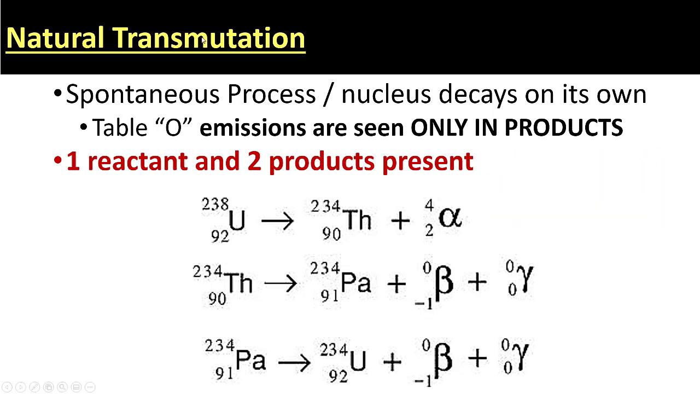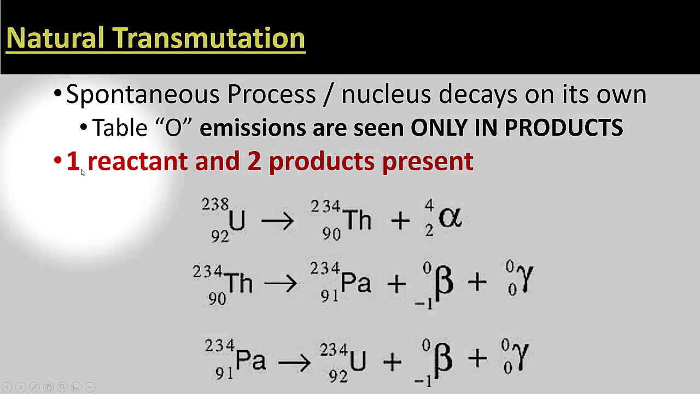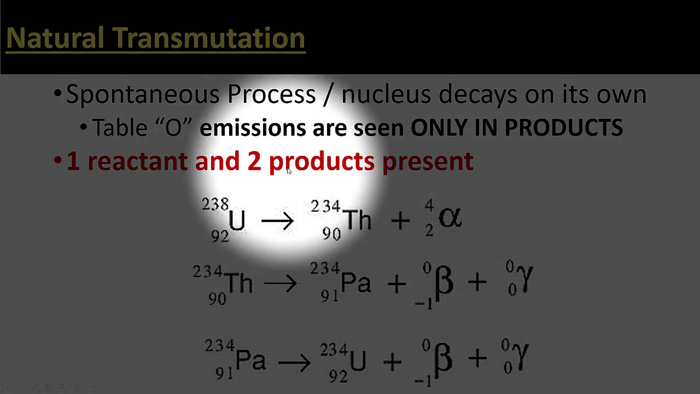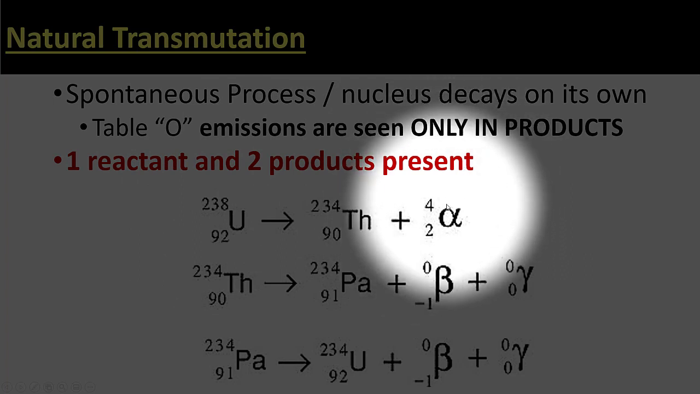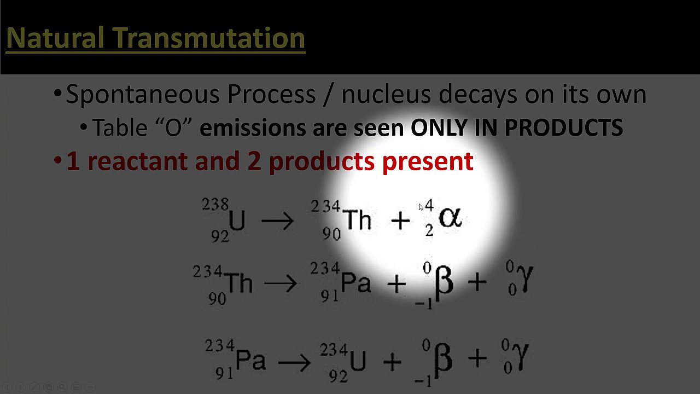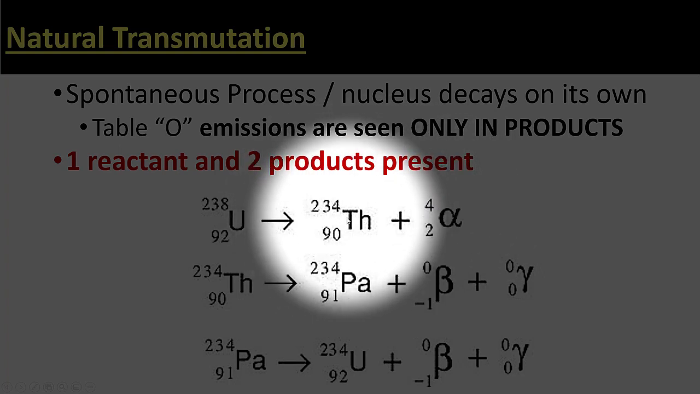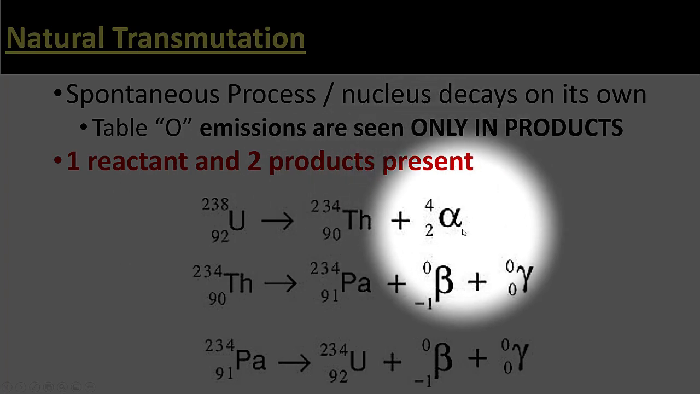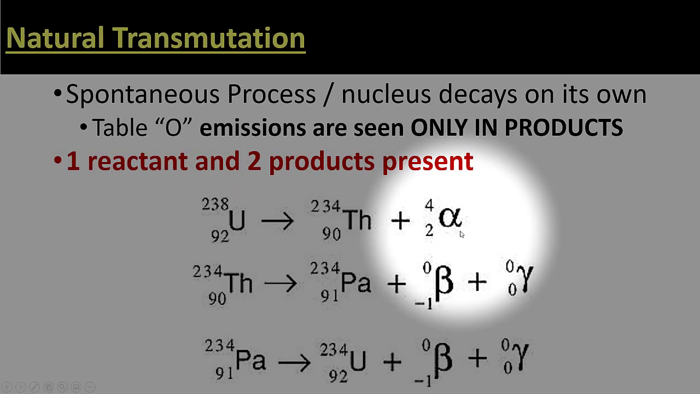I can tell we have natural transmutation by looking at a decay equation, and the big secret for me is what you see here in red. I usually see one reactant, which is your radioactive isotope, and two products that are present, one of which is usually your Table O emission, and the other is your daughter isotope, whatever the original parent isotope turned into after it lost the emission from Table O.